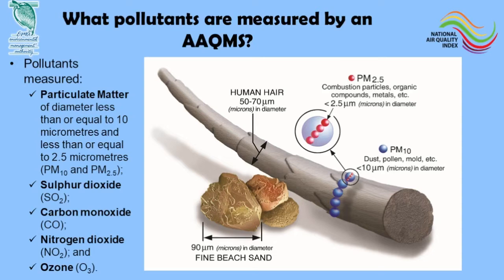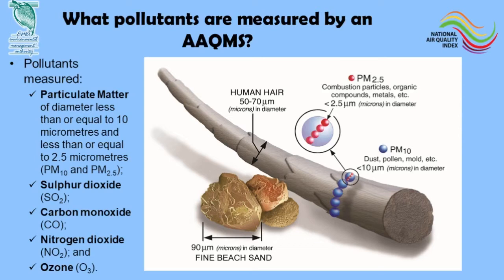The air pollutants measured are particulate matter of diameter less than or equal to 10 micrometers and less than or equal to 2.5 micrometers, commonly referred to as PM10 and PM2.5. Particulate matter are very fine particles.